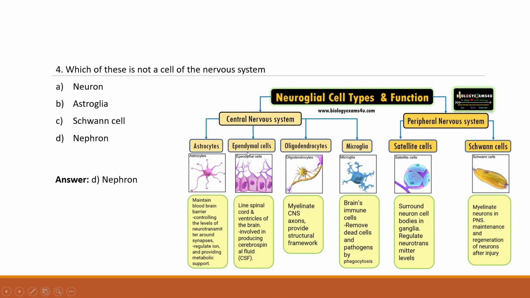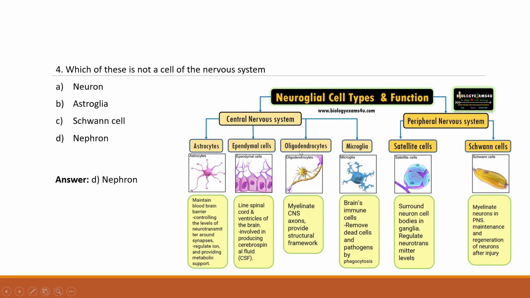Then come the ependymal cells. Ependymal cells line the spinal cord and ventricles of the brain, and are involved in producing cerebrospinal fluid. Ependymal cells are important in maintaining the levels of cerebrospinal fluid, because this is very important to protect your brain from shocks and pressure from external sources, and also to maintain the shape and structure of your brain.